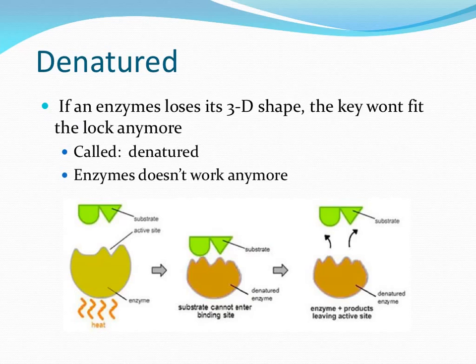However, if that enzyme were to lose its special 3D shape, then the key wouldn't fit the lock anymore. We call this being denatured. So if the enzyme becomes denatured, the lock wouldn't fit the key anymore, and the enzyme wouldn't work. For example, again, this is a diagram you have, and you probably want to attach it to your notes.